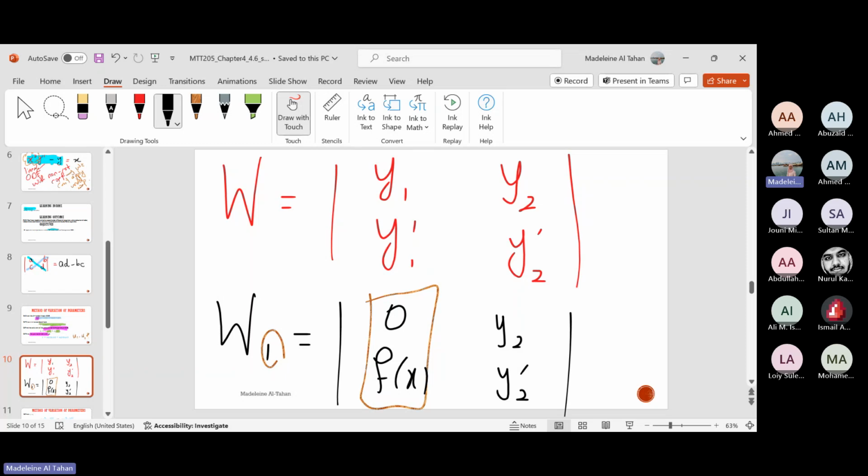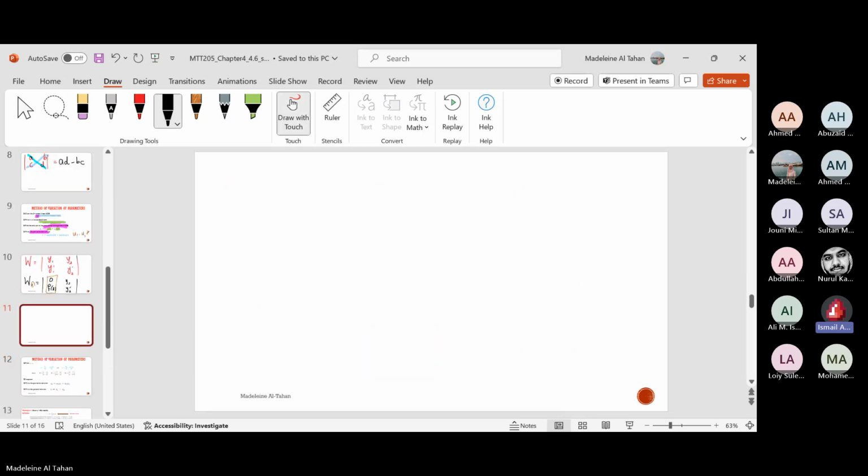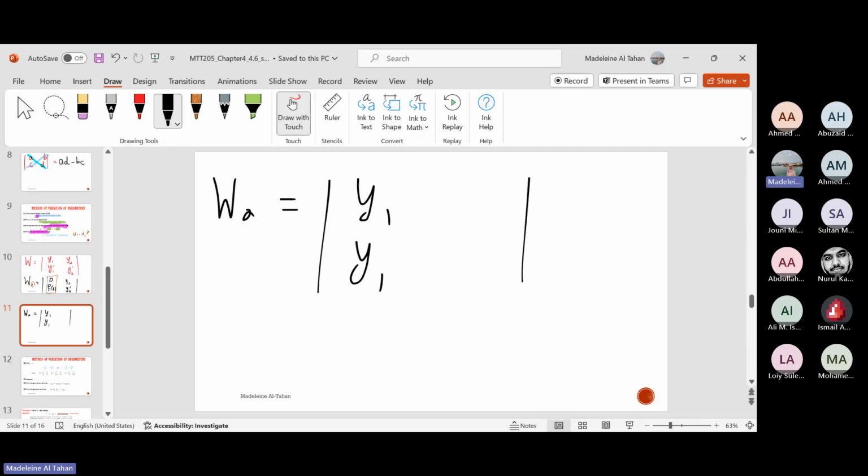Any idea how we can do W2, Abu Zaid? What do you think? We put y1, its derivative, and instead of y2 we replace it by 0, f of x. Yes. So we will copy again y1, y1 prime, because we have W2 here. Instead of this one, we will put 0, f of x.